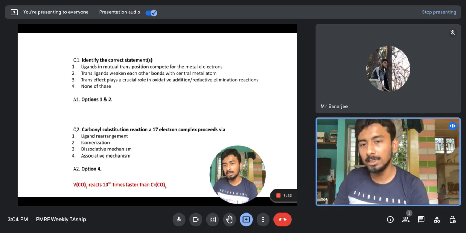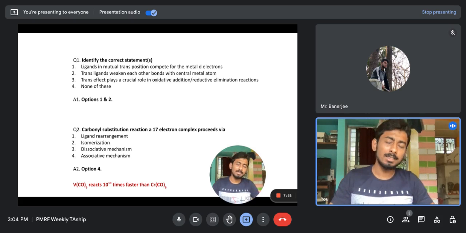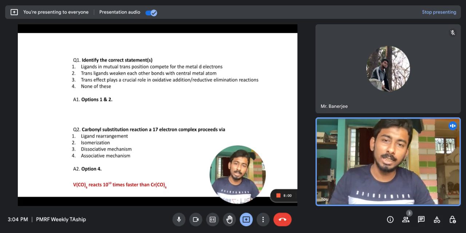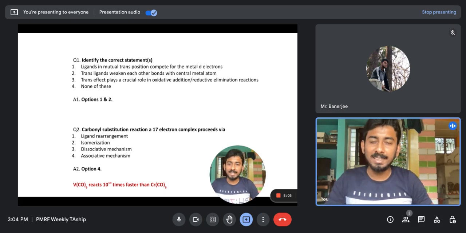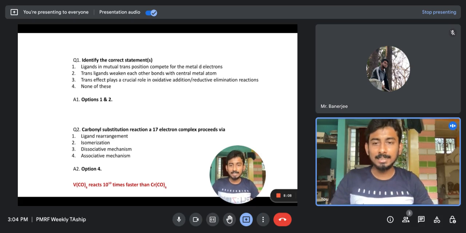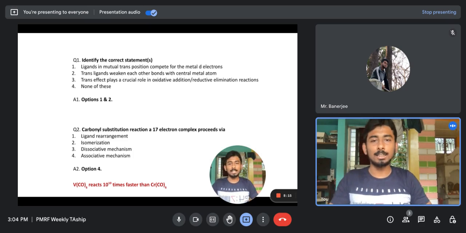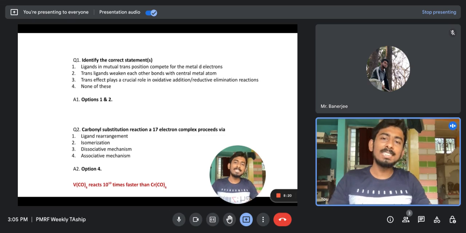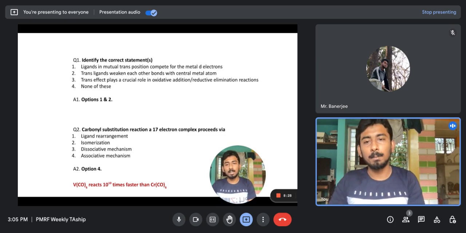In the third and fourth options, we have the dissociative mechanism and the associative mechanism. In case of the dissociative mechanism, what happens? One of the ancillary ligands bound to the metal complex will dissociate itself and create a vacant space for the incoming group. In this case, this is carbonyl. So carbonyl or CO will be bound to the metal atom. It is coming to get attached to the metal atom. So the incoming group, or Ig, is the carbonyl group, and the leaving group, or Lg, will be the one that is presently bound to the central metal atom.